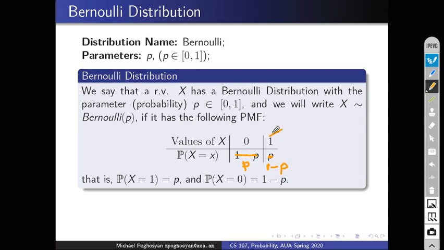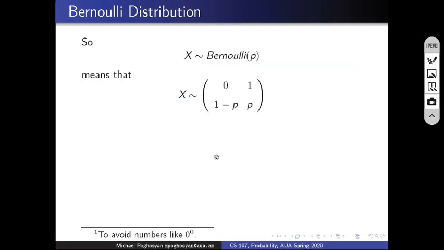Because usually we interpret 1 as success, and we interpret 0 as failure. So we want to have that probability. This is called the probability of success, the probability of 1. So let's move forward. X is a Bernoulli random variable with parameter P if it has this PMF.